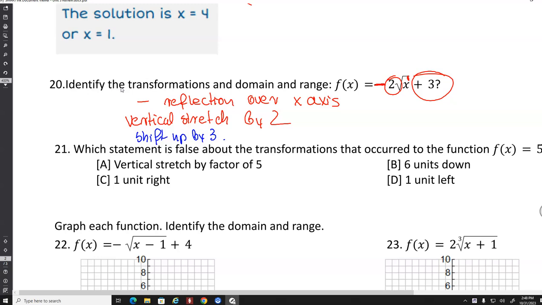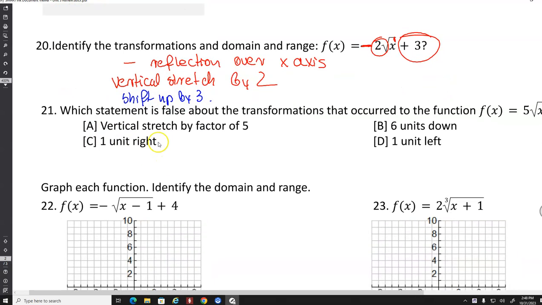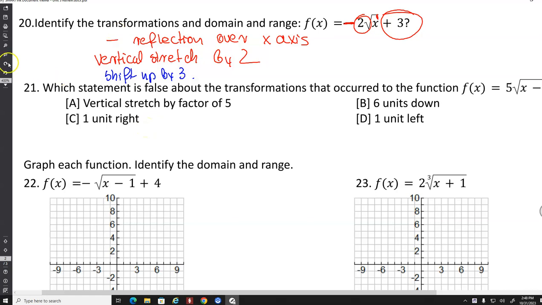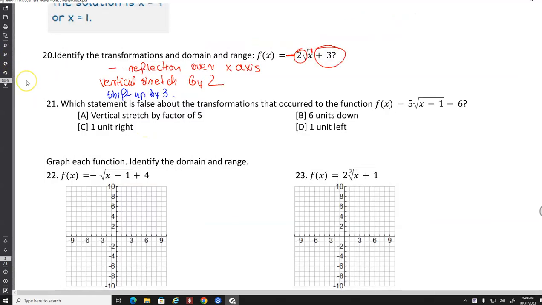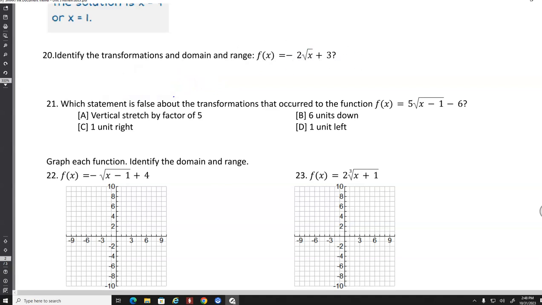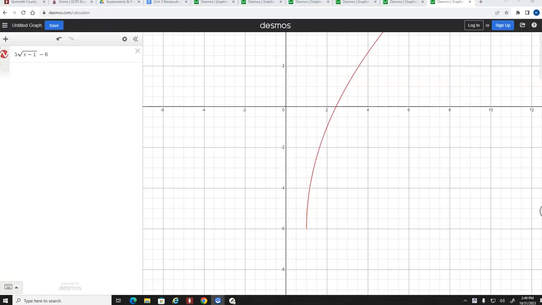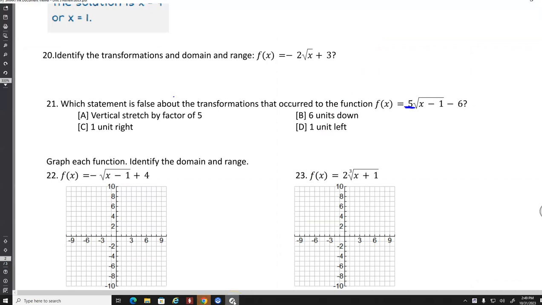Now, that's it for this function. Now, question 21. It says which statement is false. So let me make it a little bit smaller so we can see it a little better. Now I am going to graph it very quickly. All right, so here is the function. Now, I'm going to just read what it says. It's a vertical stretch by a factor of 5. Well, of course, this is my 5 right here. So I already know this is correct. This is a stretch. So this is a correct statement.